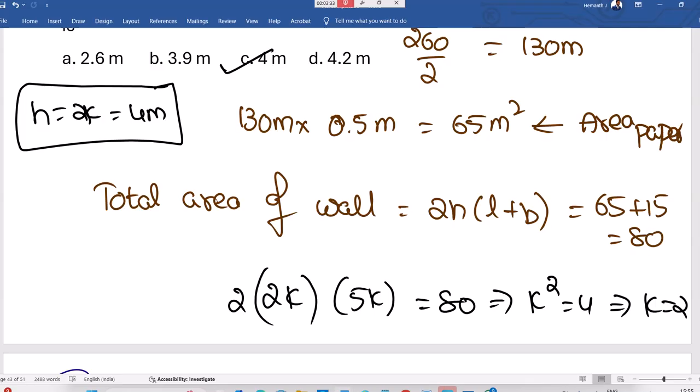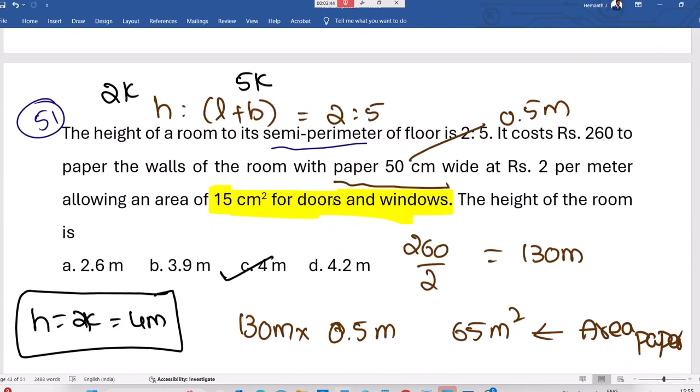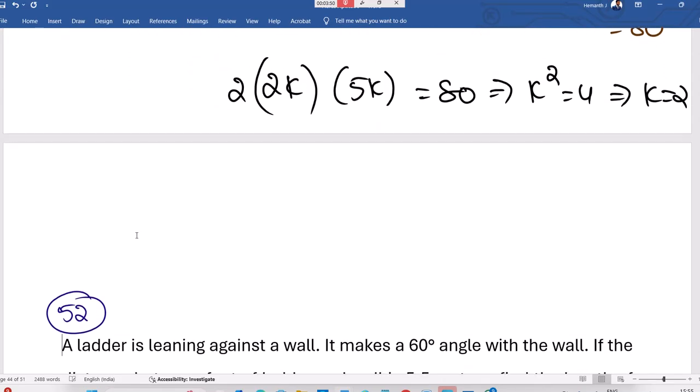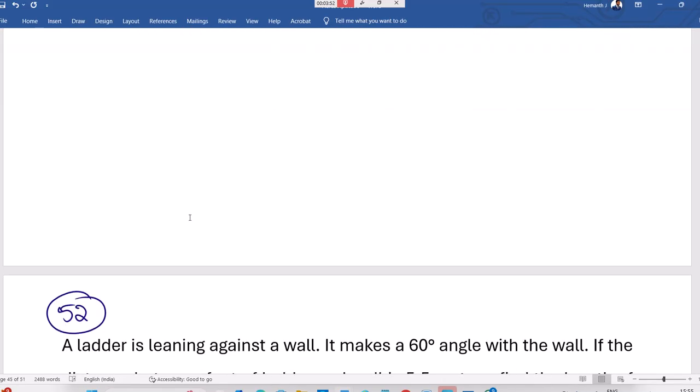Guys, why is it 2h into L plus B? It is the total area of the walls. If you have a doubt regarding that formula, just have a look into this discussion. Maybe some of you need to recall certain concepts, so I'm just giving you the idea.